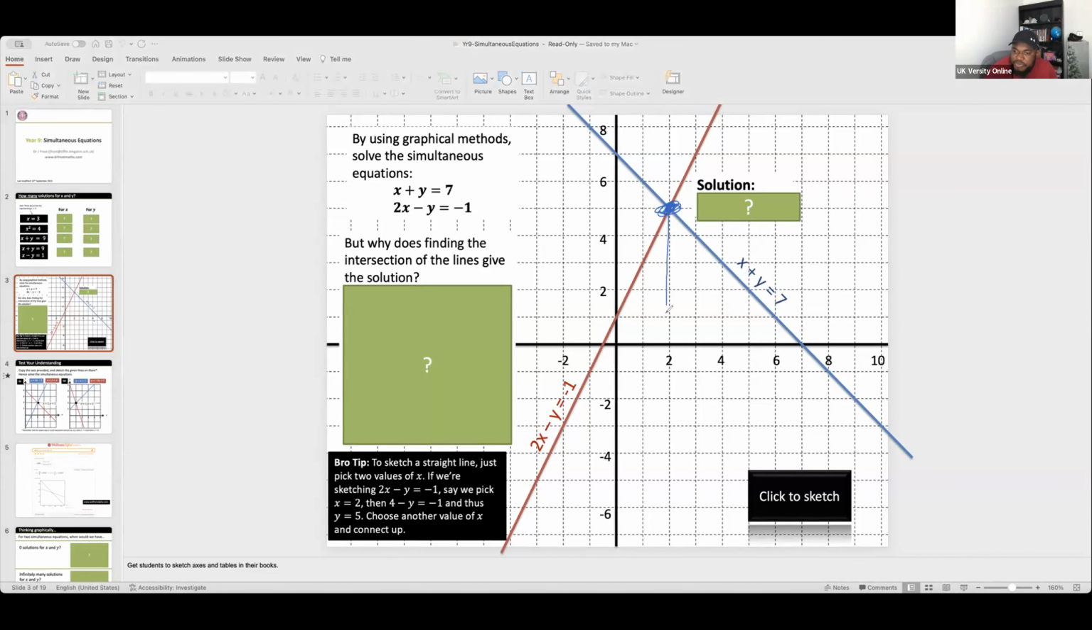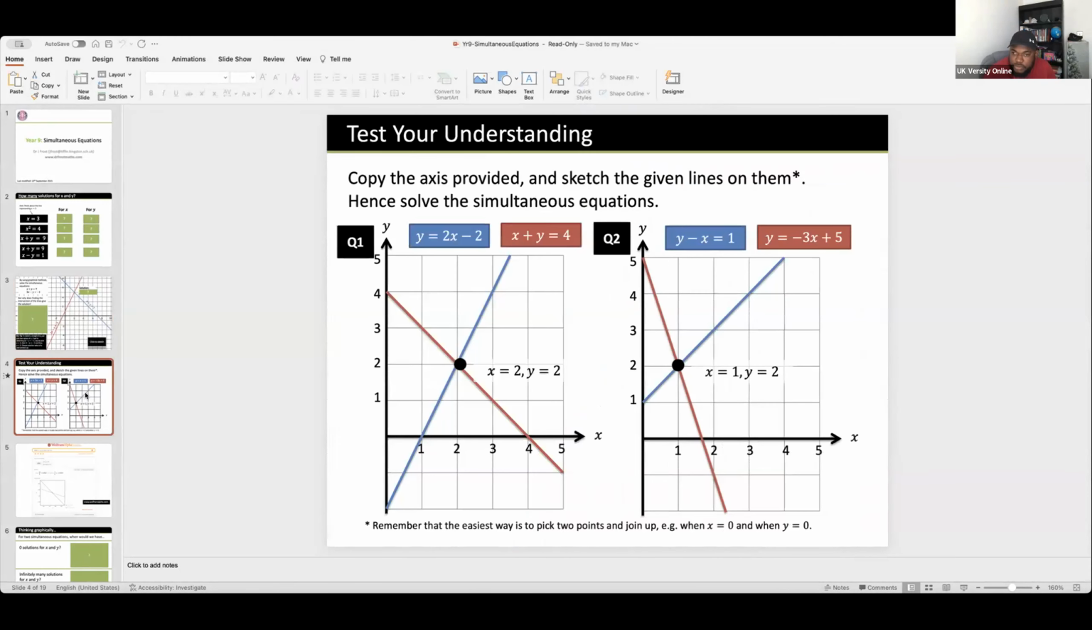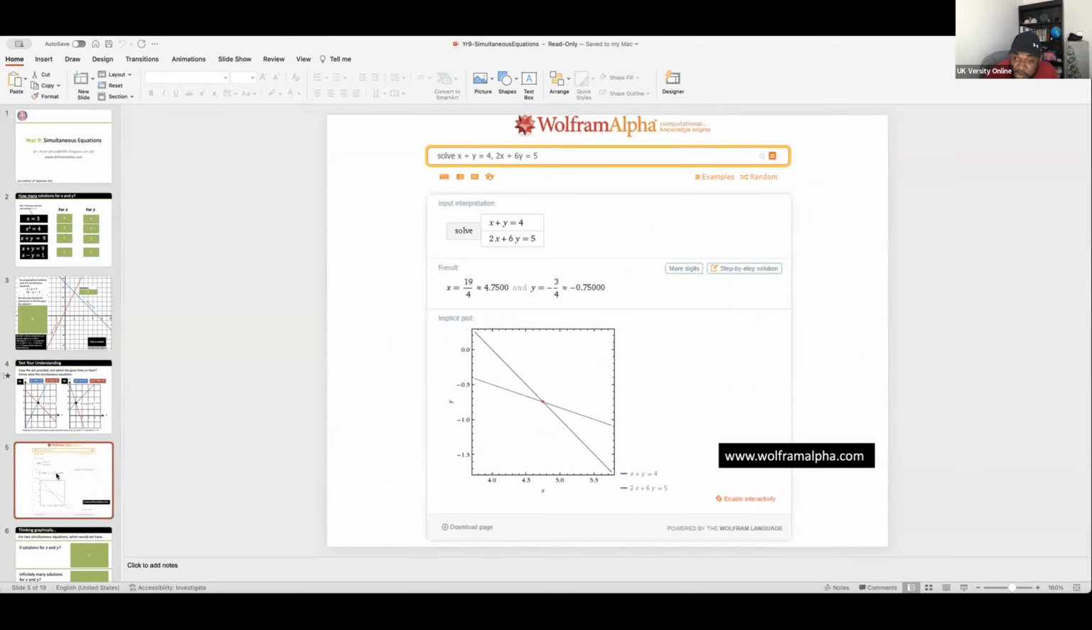So you trace it down. The value of x is 2, and the value of y is going to be 5. X is 2, y is 5. So this other one too, you can see x is 1, y is 2. Anywhere they meet, that is the solution for that.